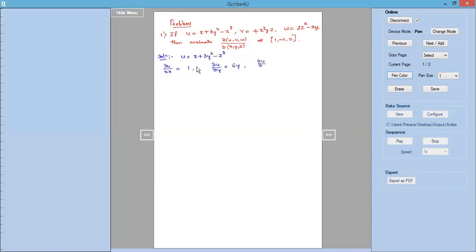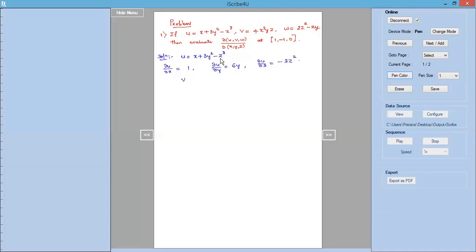Then we have ∂u/∂z. With respect to z, when we want to differentiate partially, both x and y are constants. So differentiation of x with respect to z is 0. 3y² differentiation also goes to 0. Differentiation of −z³ is −3z².